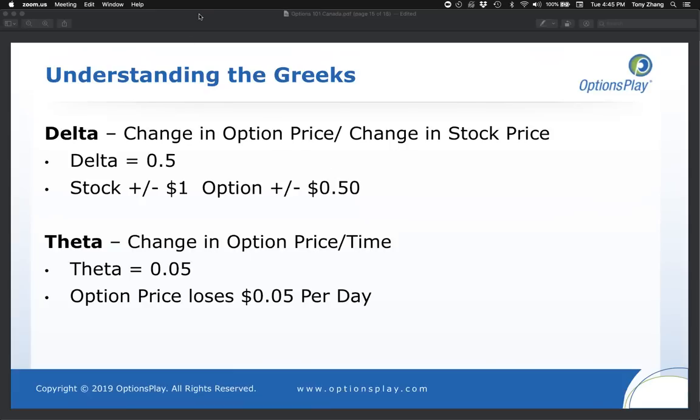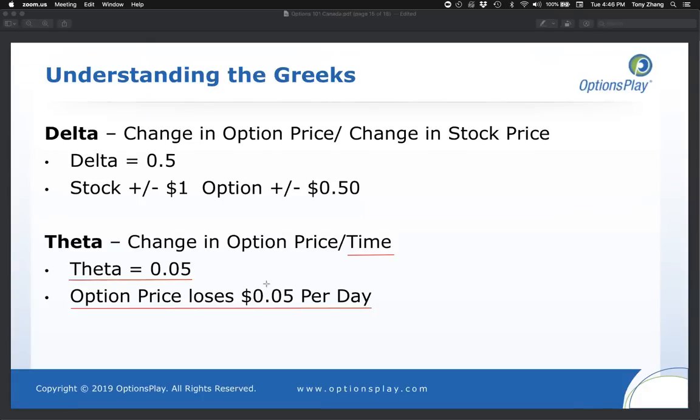And it's important to understand how much the option will decay, and Theta tells you that. It's the change in the option price with respect to time. So Theta tells you how much it loses per day. So if you hold on to an option for 10 days, Theta will tell you roughly how much that option will decay in price.